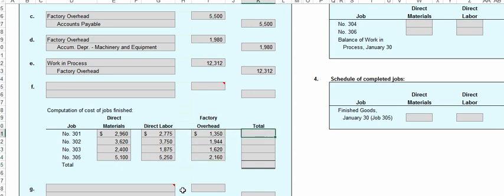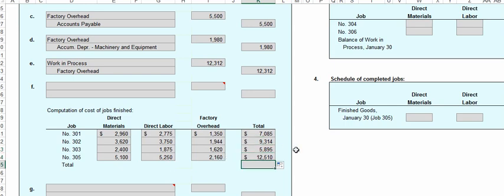Now we want to sum these across. So we'll add together direct materials, direct labor, and factory overhead for job 301. So it's equal to the 2,960 plus the 2,775 plus the 1,350. It won't let me use my sum function above. I'm not sure why. Maybe it'll let me drag this down. Let's see. Just copy that formula in. And that did the same thing. We just added these across to get the 9,314. And just giving it a quick look, that seems about right.